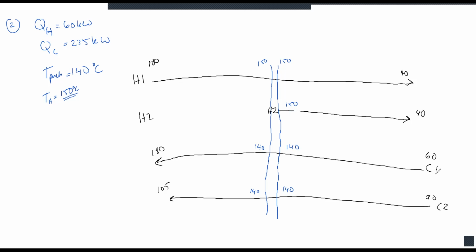Let's have a look at C1, 60 to 140, 140 to 180. Okay, that's fine. C2, 30 to 140, 140 to 105. This does not make sense, right? It's going up and then going down. So C2 actually only exists below the pinch as well. So let's clean out C2.